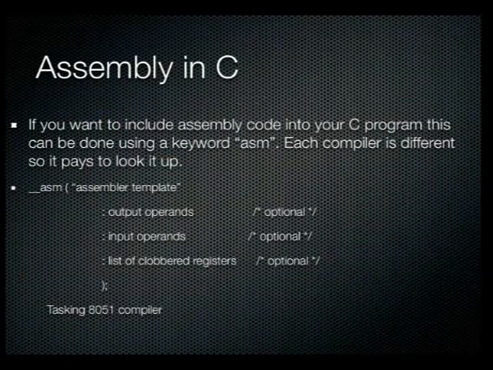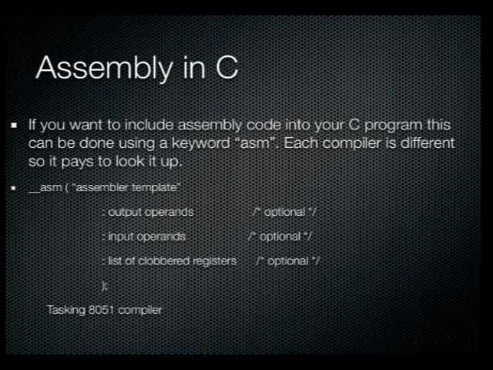Okay, so now that we've defined our memory map, we've defined how to interact with the I/O registers, we've also defined how to set up our vector table. So the last thing we really want to be able to do inside our C program is insert our assembly into C somehow. If you want to include assembly code into your C program, it can be done using a keyword called ASM. Each compiler is different, so it pays to look it up.